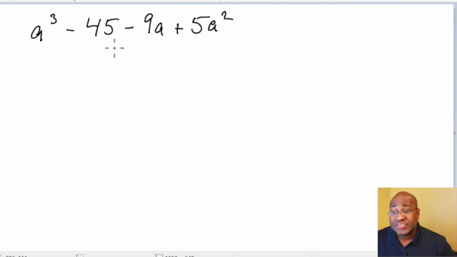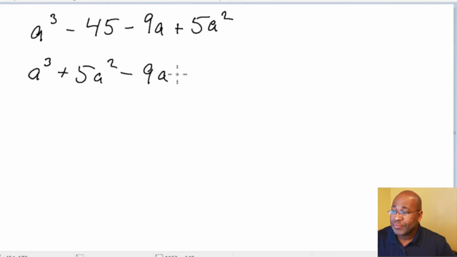Now for our first example, we're going to look at this: a cubed minus 45 minus 9a plus 5a squared. So it's oftentimes a good idea to get the terms in the right order, and usually when we say the right order, that means that we want the terms to be written in descending order, descending powers. We'll have a cubed plus 5a squared minus 9a minus 45.